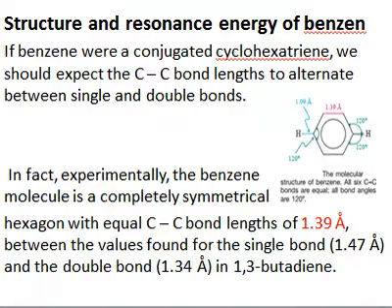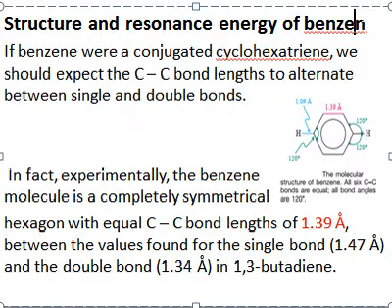So let's consider firstly that if benzene were actually cyclohexatriene, right? Just for the time being, we are imagining that benzene is a conjugated cyclohexatriene system. In that case, we must have some alternation of single and double bonds in benzene. We must have a double bond, then a single bond, and a double bond here. But the experimental evidence suggests that benzene is a completely symmetrical system.